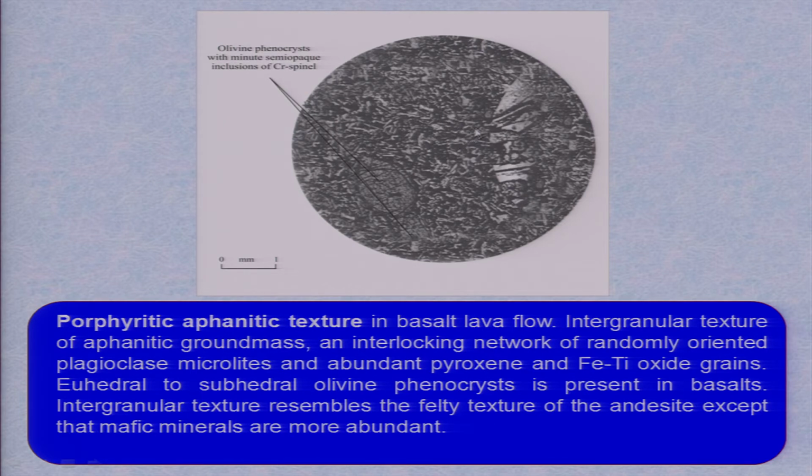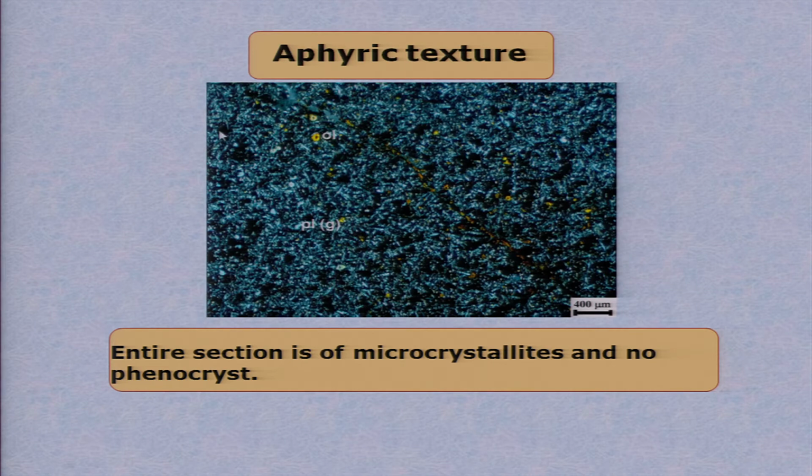Then a euhedral to subhedral olivine phenocryst is present. This is a subhedral or euhedral phenocryst grain, which is lying within this kind of felty texture of the andesite, except that mafic minerals are more abundant in this. Now, how does it look under the microscope? Aphanitic texture, entire section is microcrystalline.